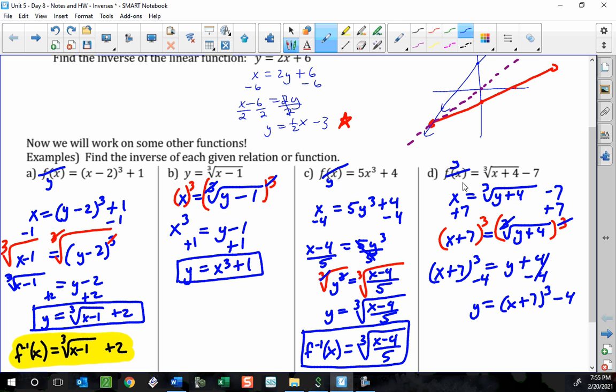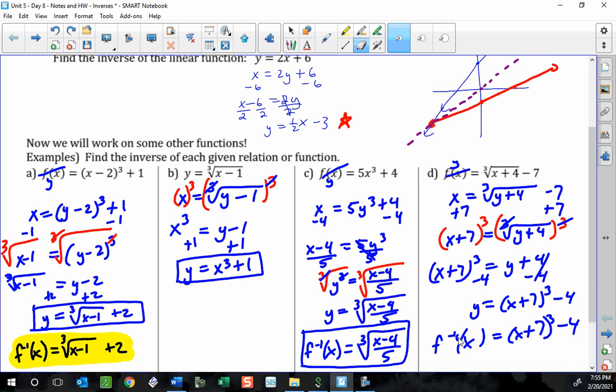So more specifically, f inverse of x equals x plus 7 to the third minus 4. Okay, and that is it. That is how to find the inverse. And so that's really the only thing you're doing here. You've kind of done it before, but you're doing it with a new function that you've never seen before.